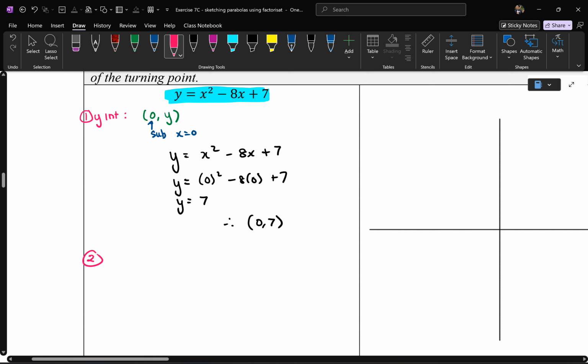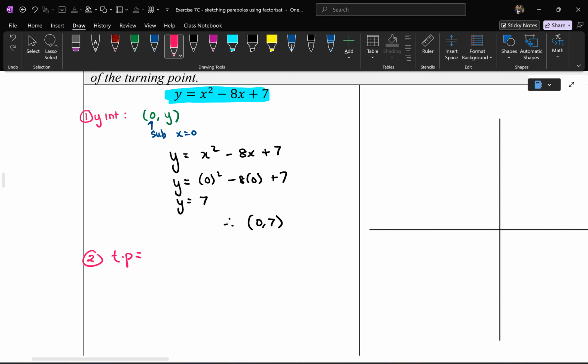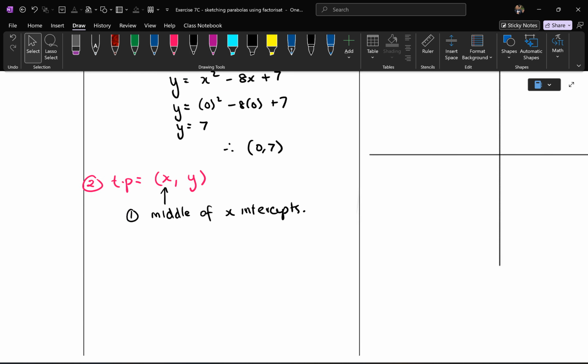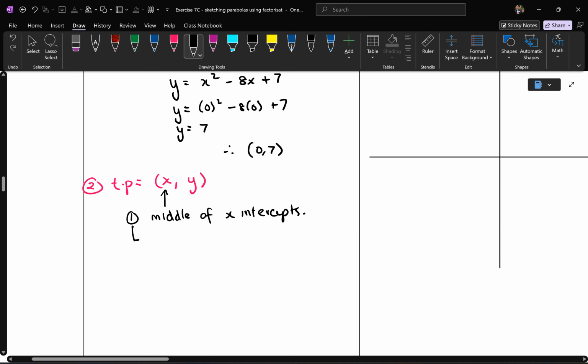Part 2, the second hardest one is to find the turning point. Now this time, I'm going to do the other method. Instead of using negative b over 2a, this time I'm going to find the x-coordinate. We need the middle of the x-intercepts. So we need to find the x-intercepts first. So in this case here, we're going to use this technique now to find the x-intercept.